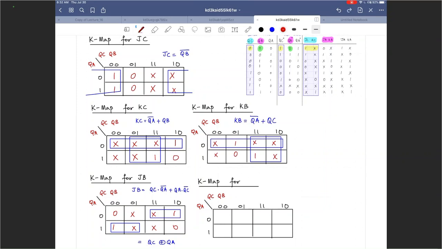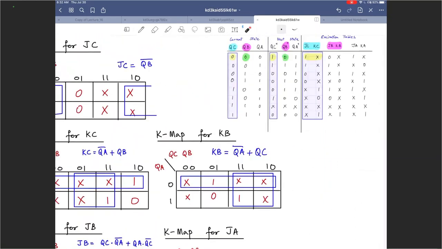Next is JA. All right, who picked JK flip-flop? T flip-flop would have been so much easier. We would have had to do this 3 times. I am kidding, of course.